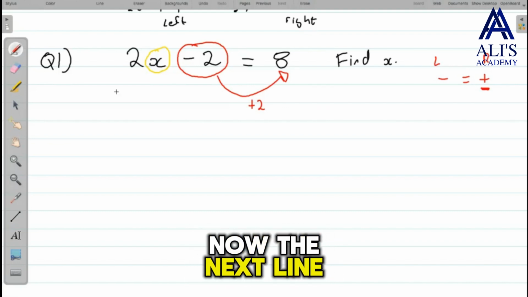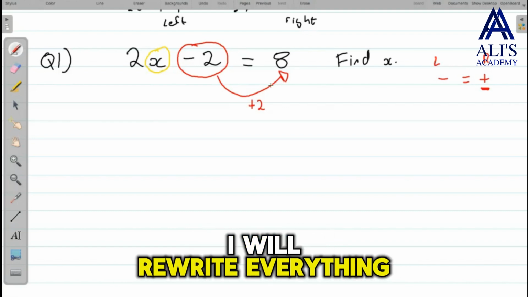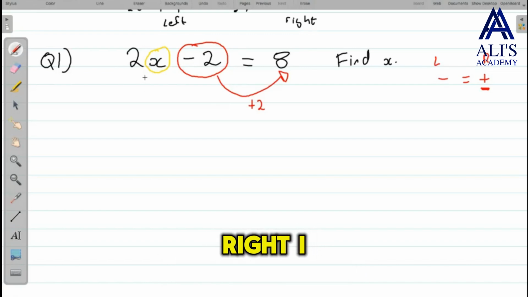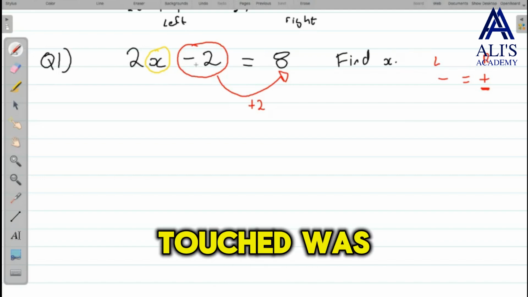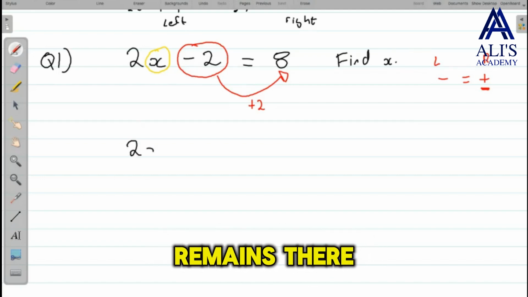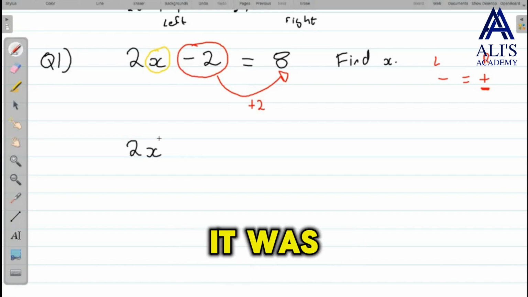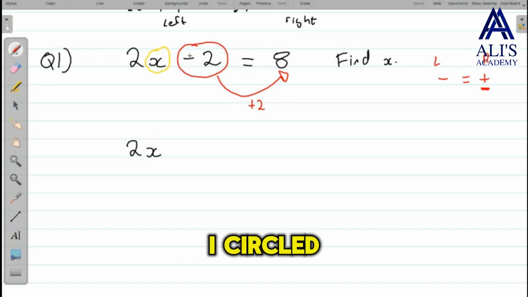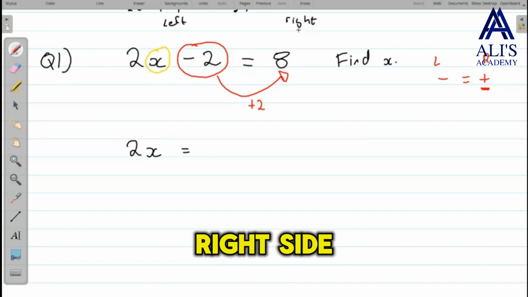Now the next line, I will rewrite everything nice and neat. I didn't do anything to 2x, right? I didn't touch 2x. The only thing I touched was the -2. So the 2x remains there because I didn't do anything to it. It was left untouched. The only thing I moved, I circled in red, which is on my right side now.